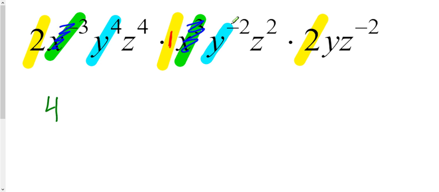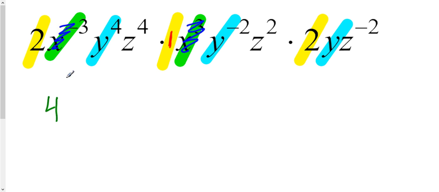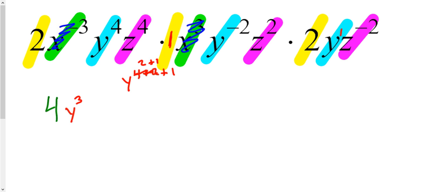Move on to the y's. For the y's, I have 4 plus negative 2 plus the 1 I have down here. So that gives us 2 plus 1. So we get y to the third. Then the last thing are the z's. Z to the fourth, z squared. So we have 4 plus 2 minus 2. Basically, these two cancel each other out and give us z to the 4.